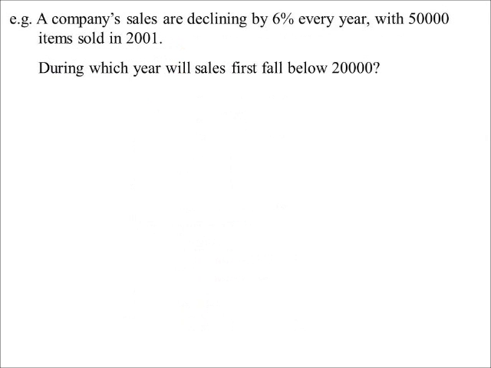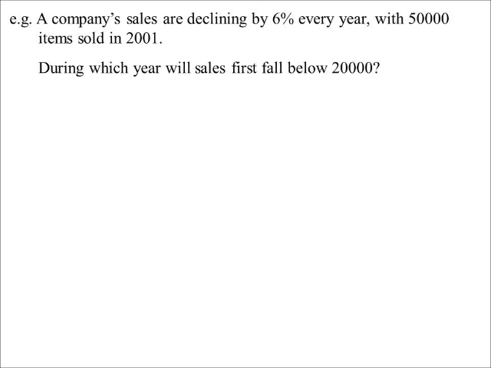Let's have a look at another question. Sales are declining 6% every year. Not a very good business. So they've got 50,000 items sold in 2001. Which year will sales first fall below 20,000?